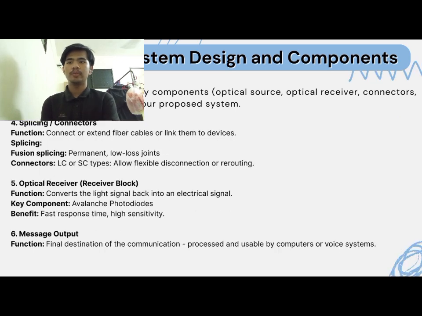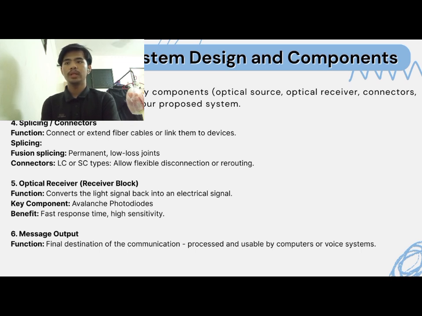And the fourth one is splicing / connectors. The function of connectors is to connect or extend fiber cables or link them to devices. So the method of splicing that we decided to use is fusion splicing because it is permanent and it also has low loss joints. The type of connectors that we are going to use are either LC or SC types because both of them allow for flexible disconnection or rerouting.